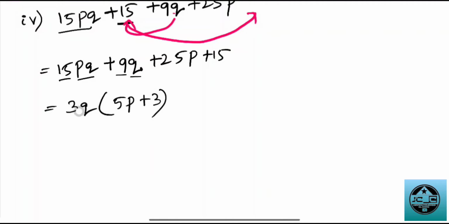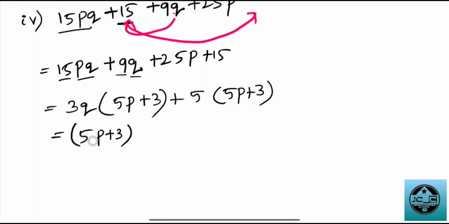You then multiply. If you are not sure, multiply 3q plus 5p: into 5p gives 15pq, 3q into 3 gives 9q. Again you take common out, taking 5 common, what remains is 5p plus 3. Okay, then you take common out 5p plus 3 and 3q plus 5 remains, right? This is the final answer.